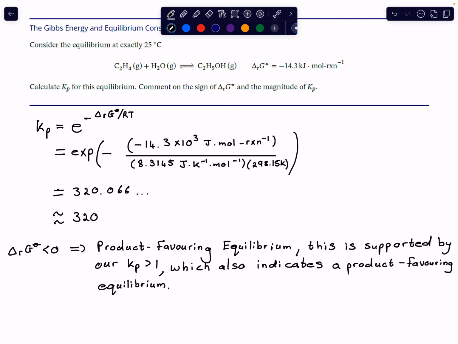Of course, to calculate the Gibbs energy from Kp, you can take the ln and then solve for the Gibbs energy. All right, cool. So that's this little short example, done and dusted, and the interpretation of it.